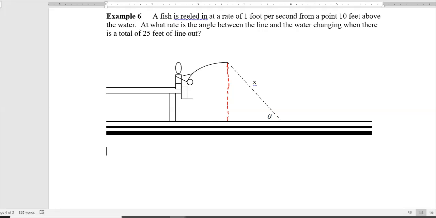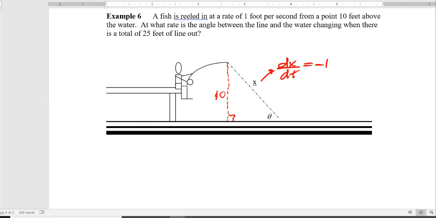So this is the point where it's being reeled in. It's into that point. So that would be 10. The height there would be 10 to the water. And it's reeled in at a rate of 1 foot per second. So that tells us that dx/dt actually equals -1. It's reeled in, tells us it's shrinking. The length of that fish line is shrinking. So that value x is getting smaller. That's what that tells us.